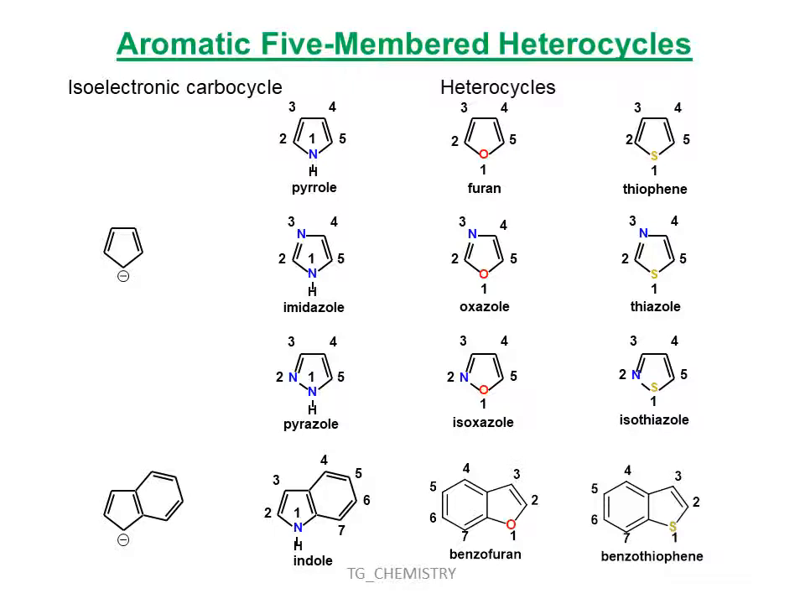In the second column, we can see an oxygen atom as the heteroatom in the five-membered structure known as furan. If in the five-membered ring there are two heteroatoms, one being oxygen and the other nitrogen, and they are at the 1,3 position, that will be known as oxazole.